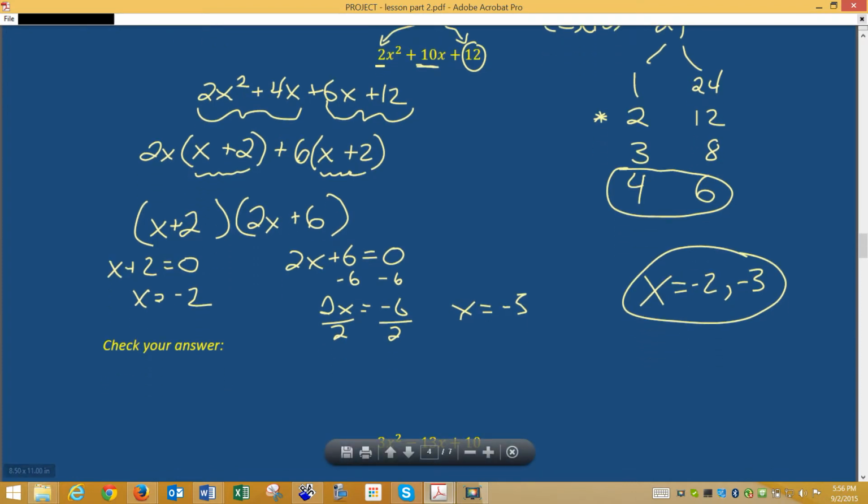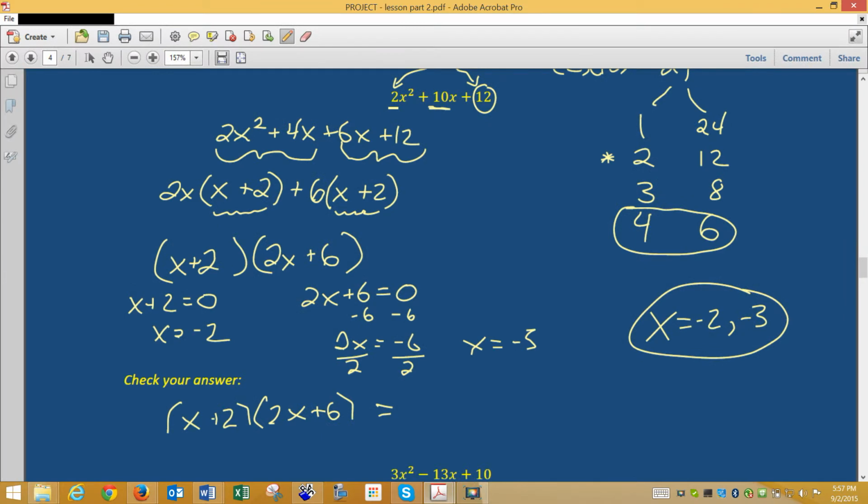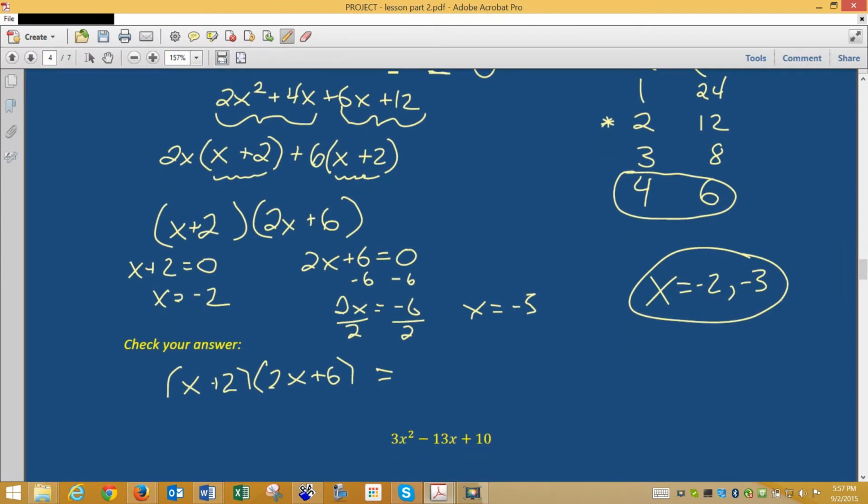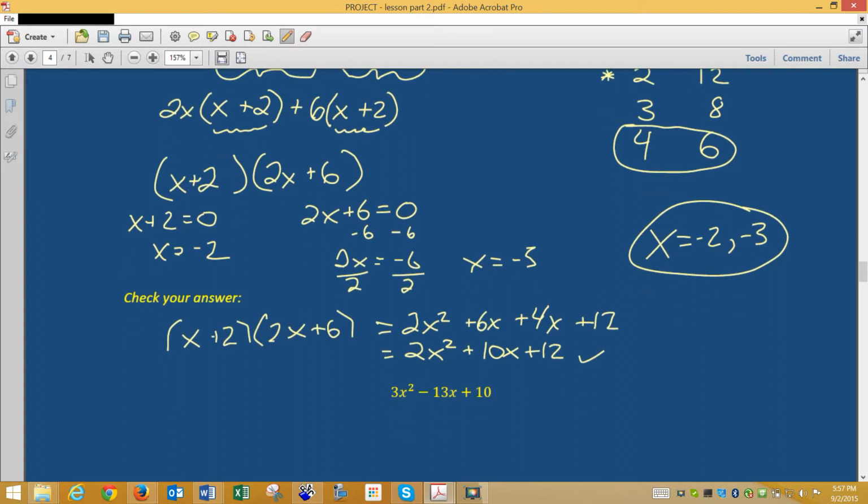And again, we can check our answer by expanding x plus 2 times 2x plus 6. And so that is going to be, let's see, x times 2x is 2x squared. x times 6 is plus 6x. 2 times 2x is positive 4x. And 2 times 6 is positive 12. Okay, and now I'm going to simplify that. Plus 10x. And that is what I started with. Okay, next example.